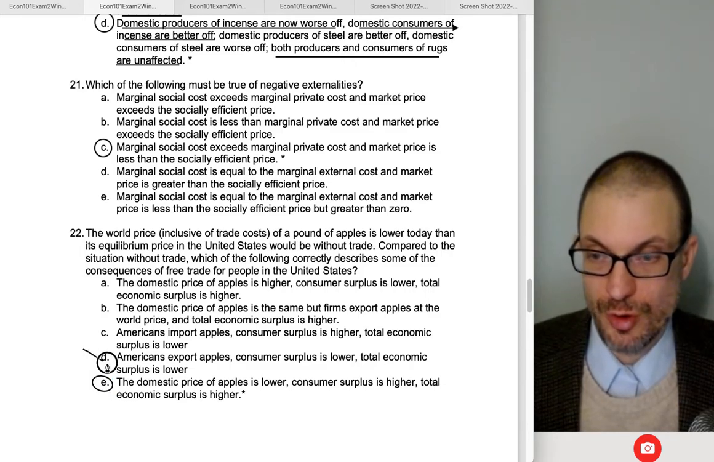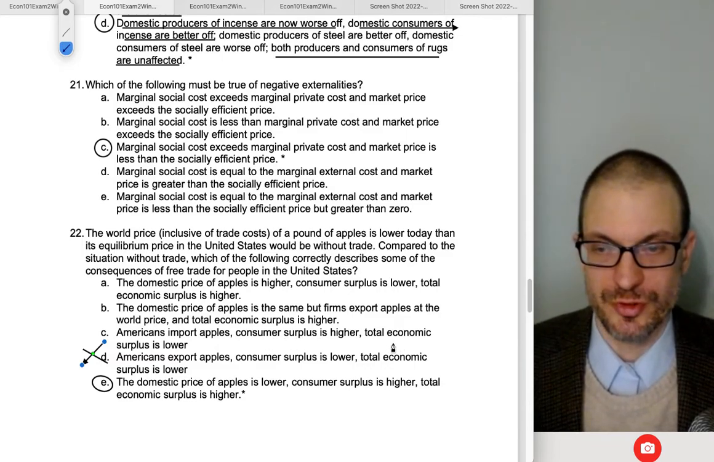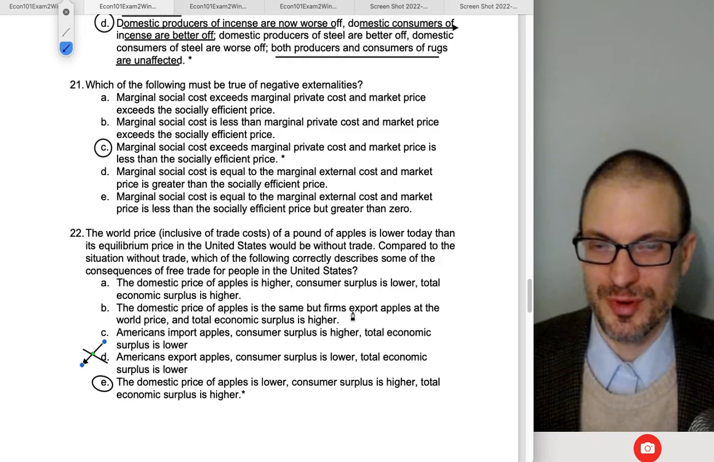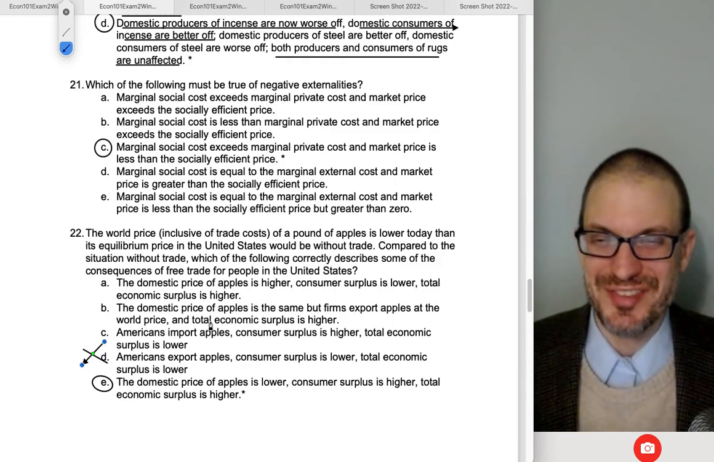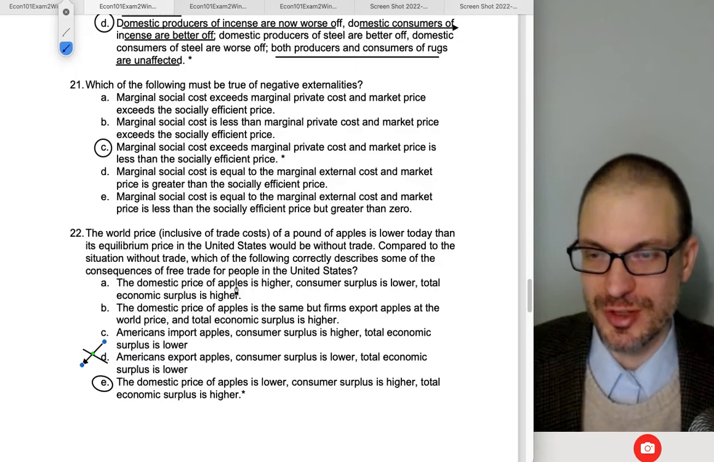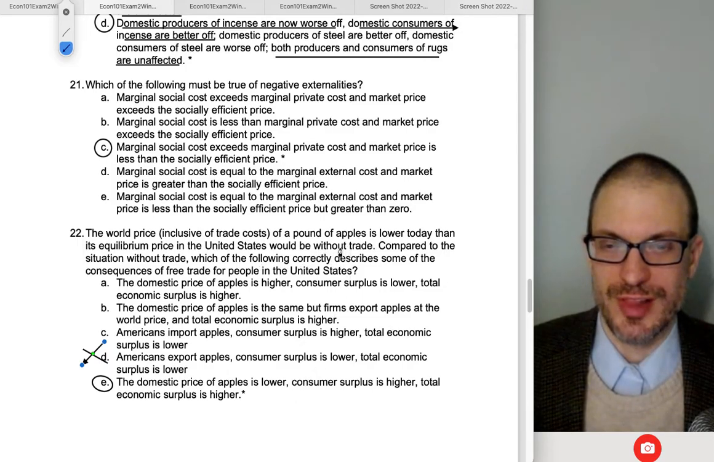Americans export apples, nope. Americans import apples, okay. Consumer surplus is higher, yes, but total economic surplus is lower, no. Not with free trade. Domestic price of apples is the same. That'd be so weird. But firms export apples at the world price? No. If domestic price of apples was this, you wouldn't. Why would you export? There'd be no incentive to have those units leave the economy, especially if you're paying attention to trade costs. Domestic price of apples is higher. Consumer surplus is lower. Domestic equilibrium surplus is higher. This would be the import. This would be the export situation. We'd be exporting in A, we're importing in E, but we're going to import because the U.S. lacks a comparative advantage in apples.